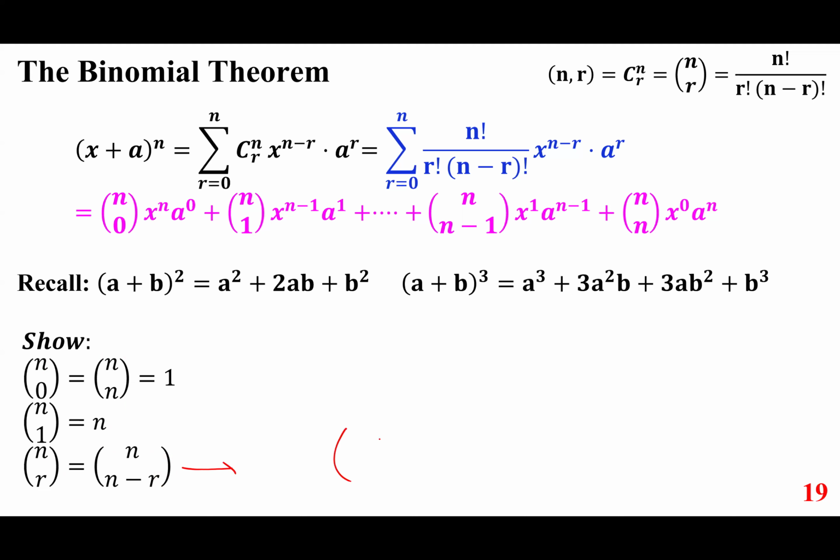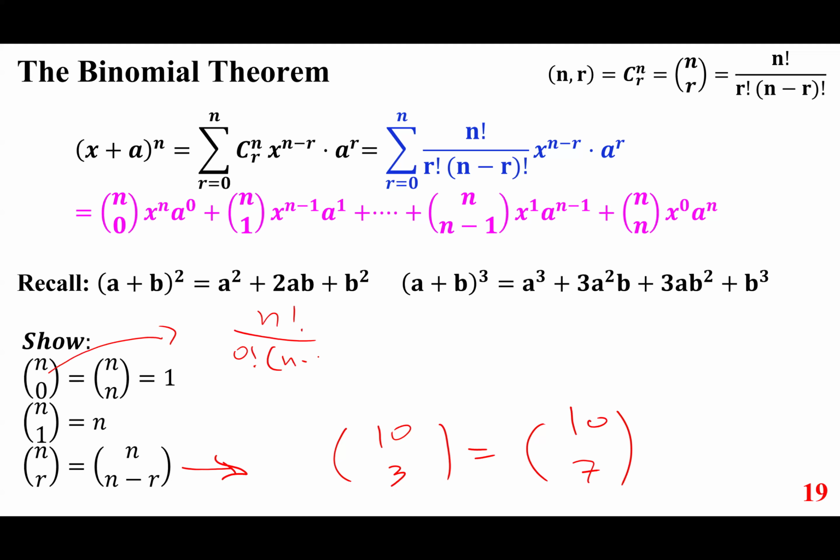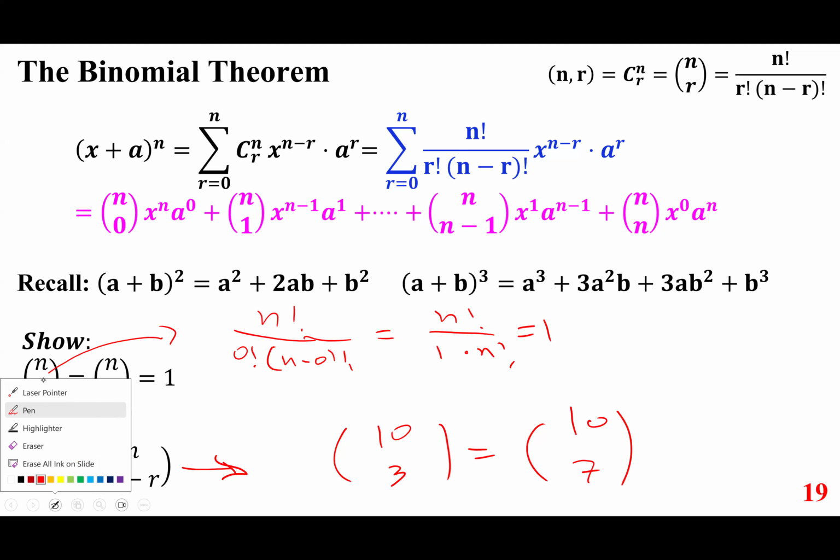Example, let's make up some numbers here. Let's say this is number 3. Then what should I put here? 10 minus 3. That's the idea behind this. Now, n choose 0, for example, would be n factorial over 0 factorial times (n minus 0) factorial, which becomes n factorial over 1 times n factorial, and it's equal to 1. And you can prove the rest of them in the same manner, okay?